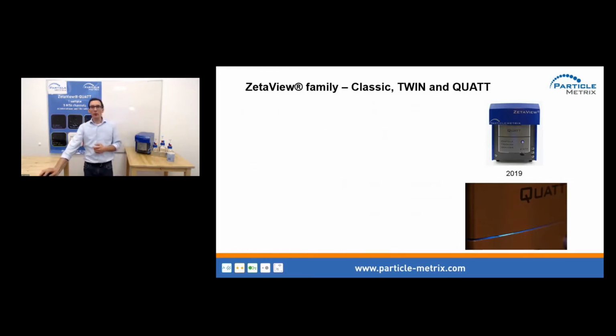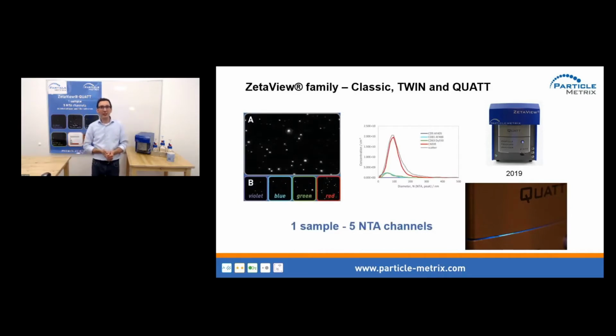The quad system features 4 different lasers, meaning you have 4 readouts for fluorescence, plus you have the scatter. So there are actually 5 channels. So this gives you a lot of stainings you can do, and a lot of applications you can do with it.